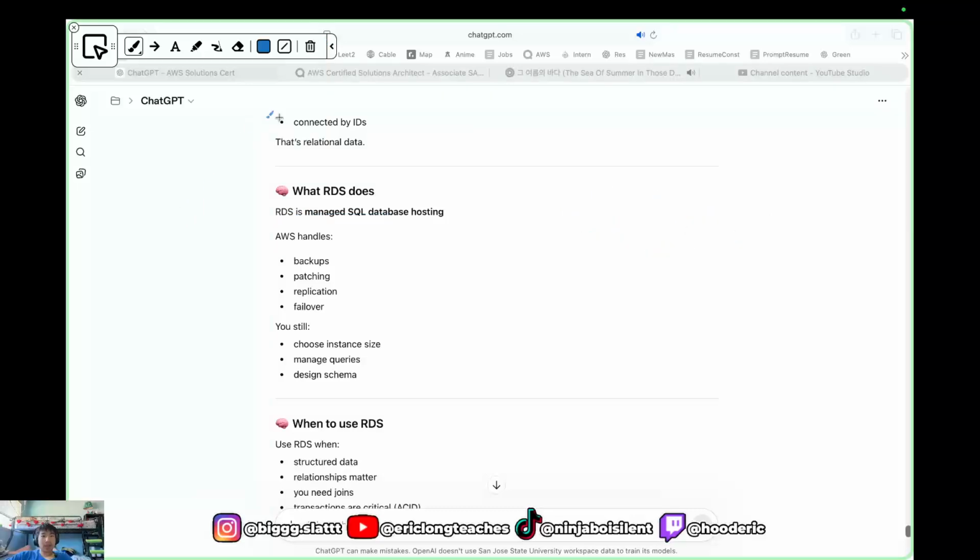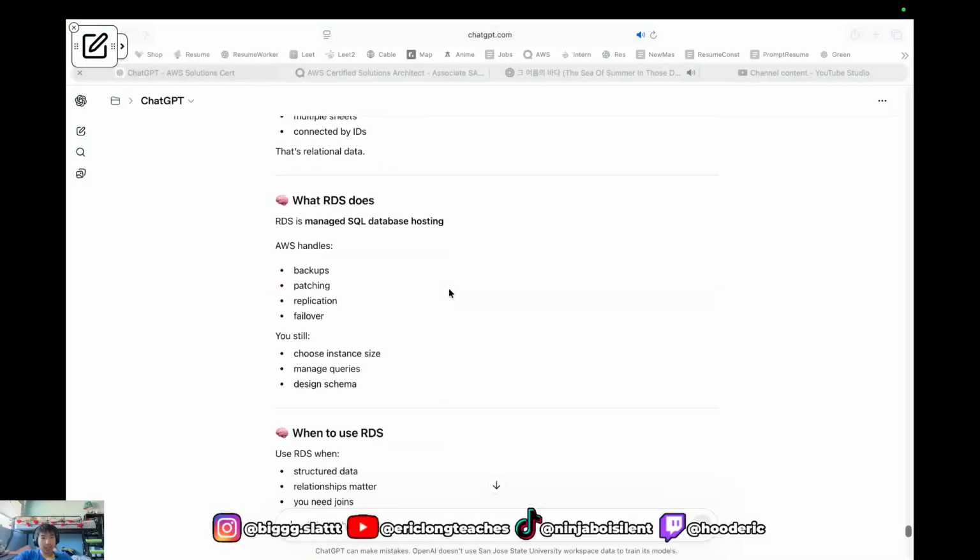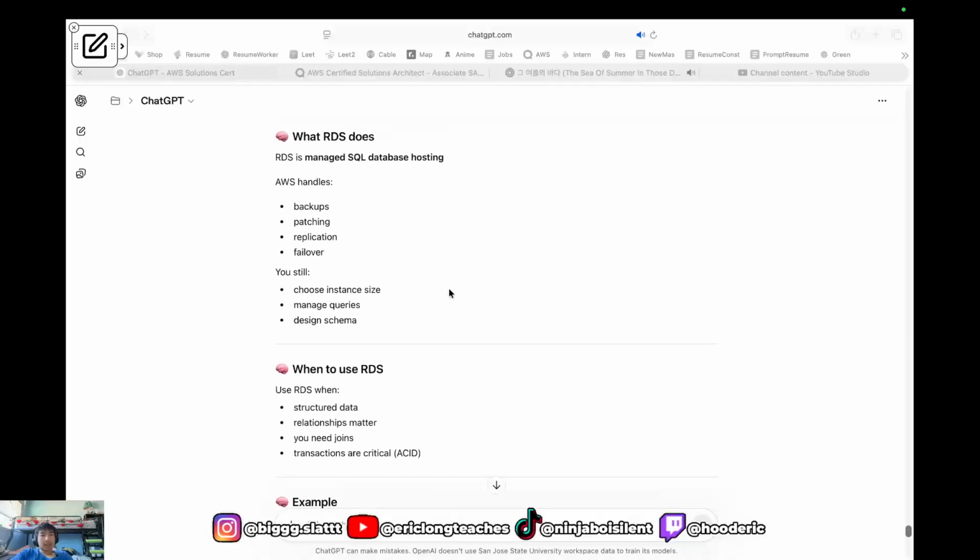Let's figure it out. What is a relational database system? Let's go ahead and look at RDS, Relational Database Service. Okay. So RDS is managed SQL database hosting. AWS handles the backups, patching, replication, and failover. So we still have to choose the instance size, manage queries, and design schemas.